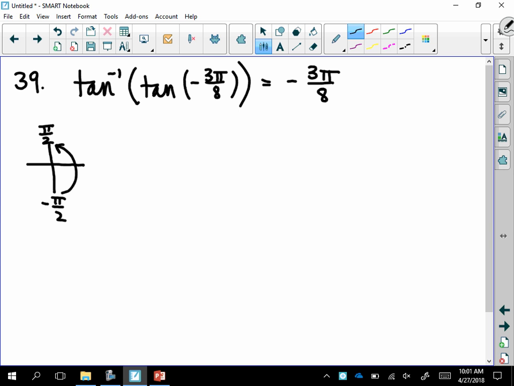Yeah, because negative 3 pi over 8 is going to be in the fourth quadrant, but not all the way to this, which would be negative 4 pi over 8. So we're in the fourth quadrant. That's fine. So we can accept that. Can you do 41? 41?